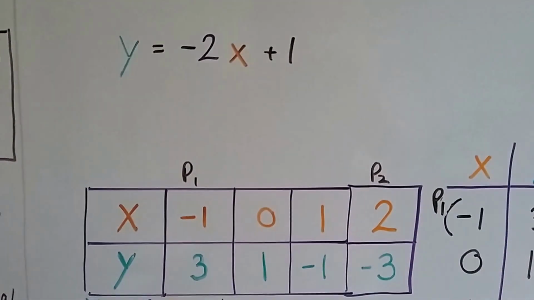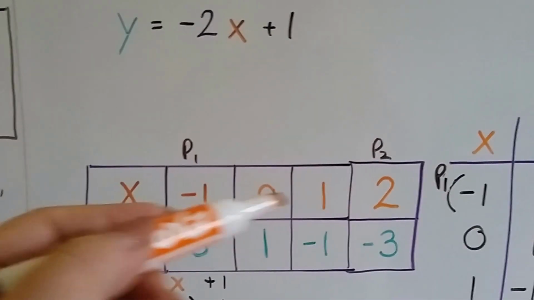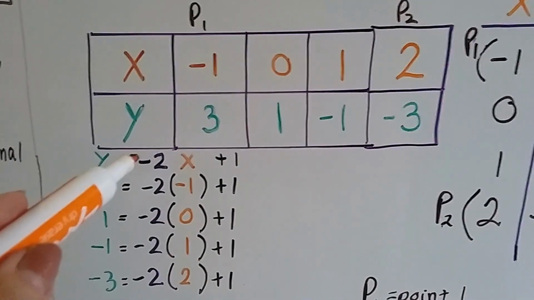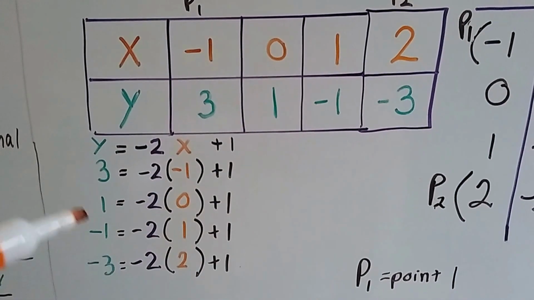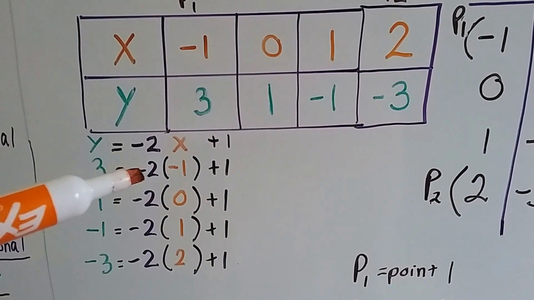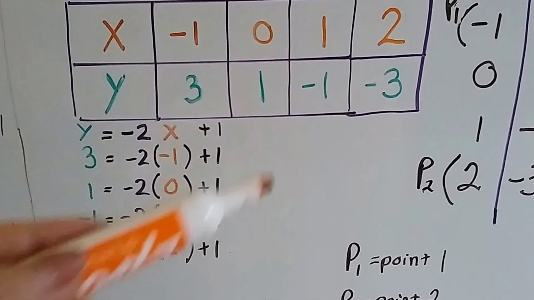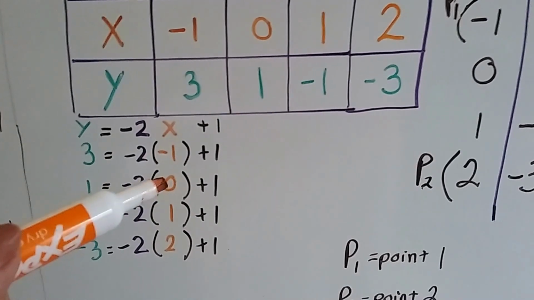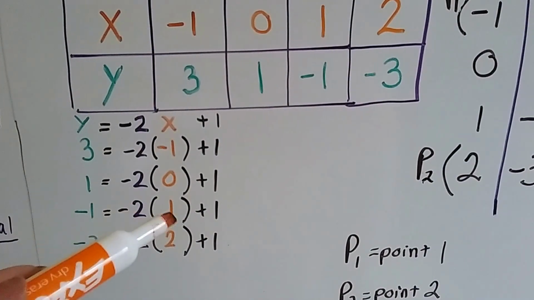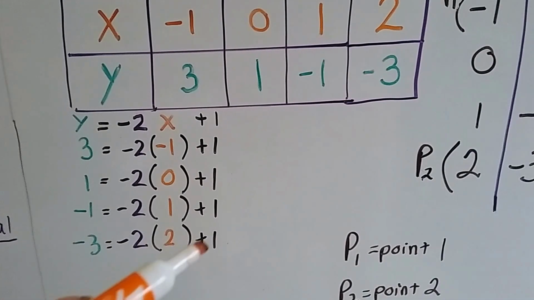So we've got y equals negative 2x plus 1, and we can make a table from this information, from the equation. We've got y equals negative 2x plus 1, so that means this 3 is equal to negative 2 times negative 1 plus the 1, and this 1 is equal to negative 2 times 0 plus 1, and this negative 1 is negative 2 times 1 plus 1, and this negative 3 is negative 2 times 2 plus 1.